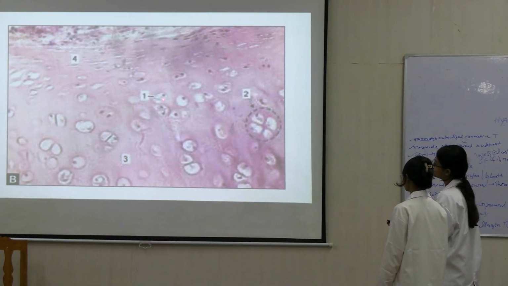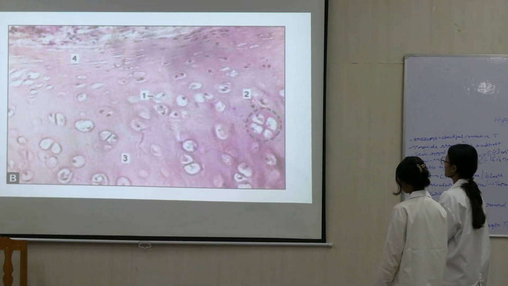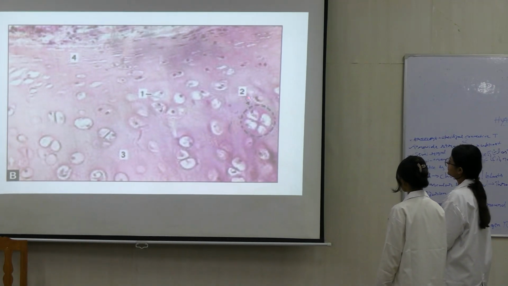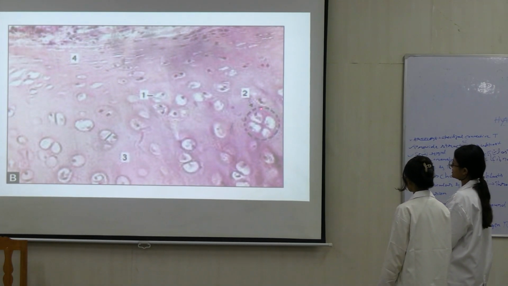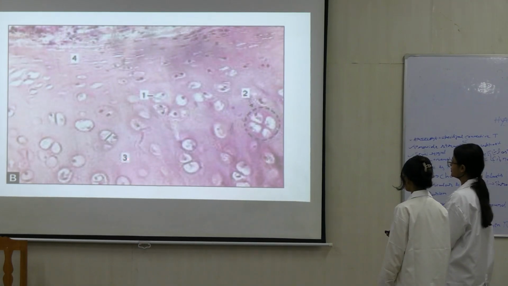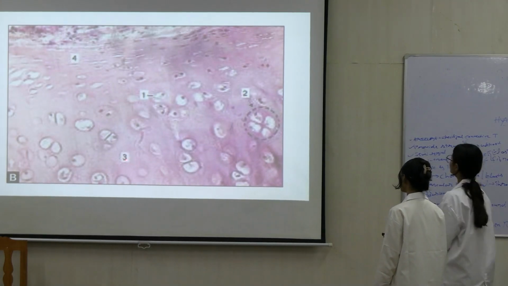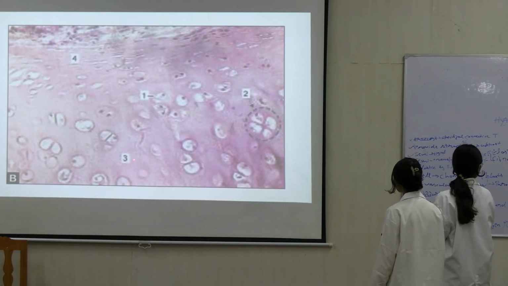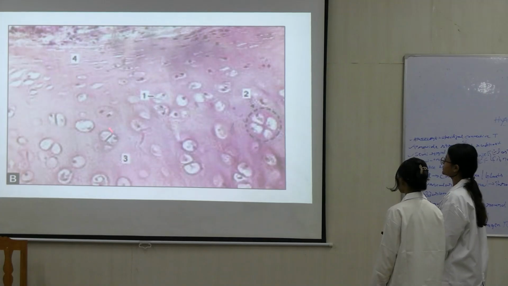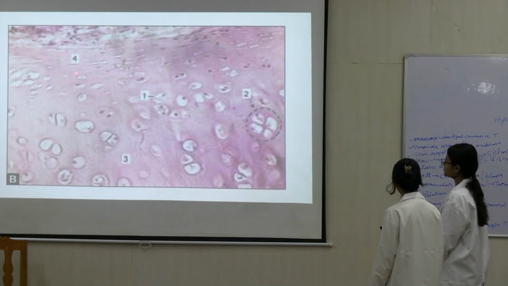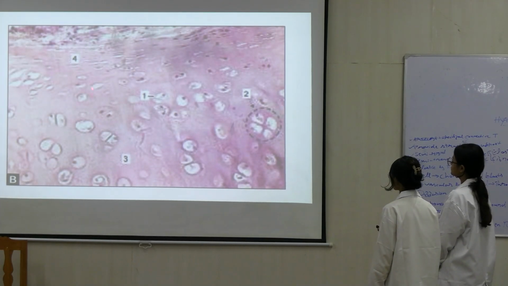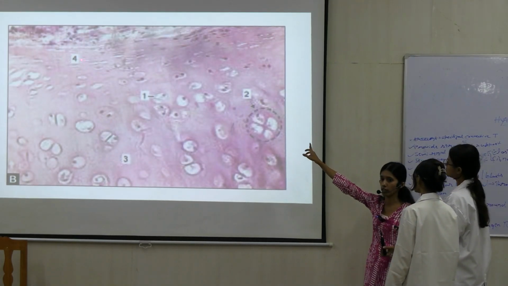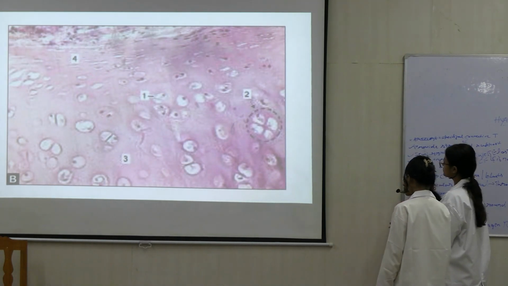And what about the second one? Cell nest. Sure. The second one is cell nest. Okay. What about the third one? Territorial matrix. Okay. I think the third one is interterritorial matrix, interstitial matrix. The fourth one is the perichondrium part. Okay. There you can see a little difference, like 2 layers if you observe carefully. Okay. Go to the next one.